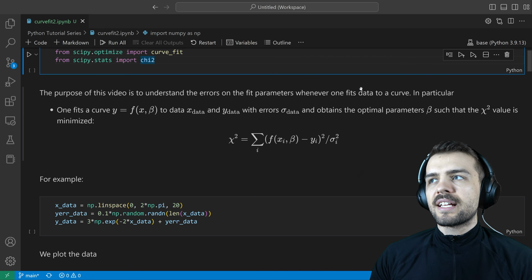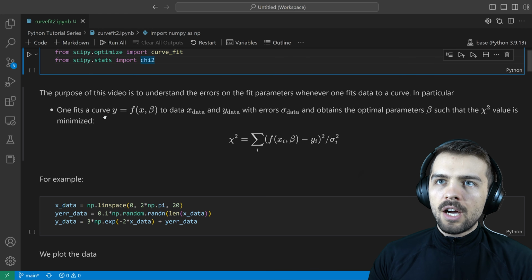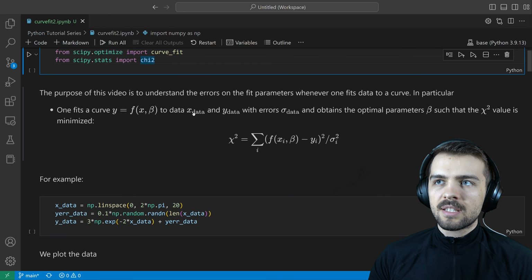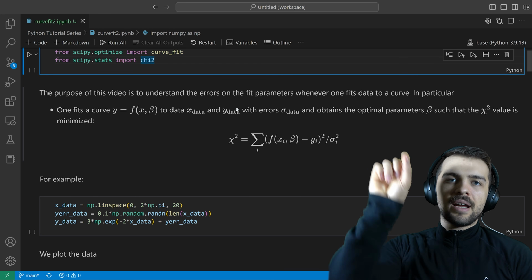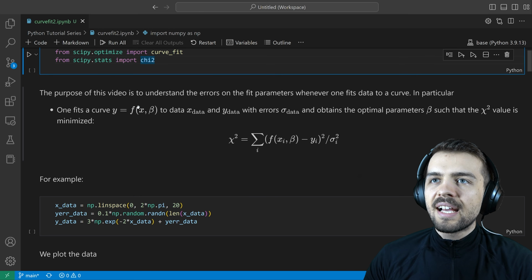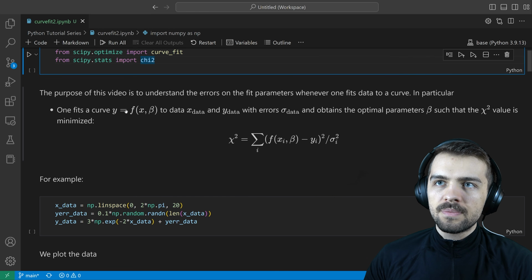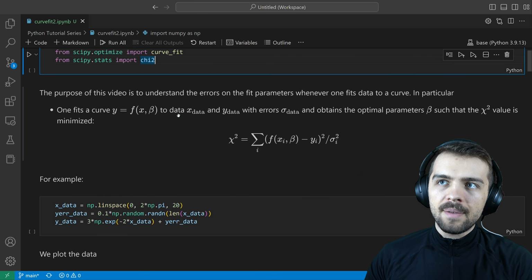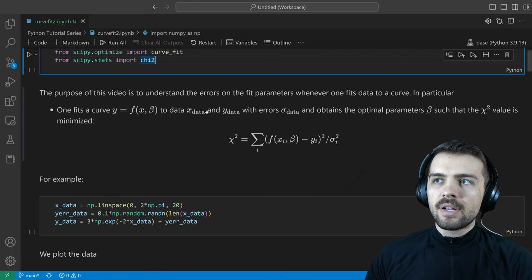So let's go over what happens when you curve fit data. You fit to a curve y equals f of x, beta. Okay, we'll discuss what this means, but you collect some x data and y data, and you can plot that on a 2D plot, for example. And the idea is that you want to find a function, f of x, that depends on some parameters beta, such that when you draw y equals f of x, beta, it sort of goes through the data points here.